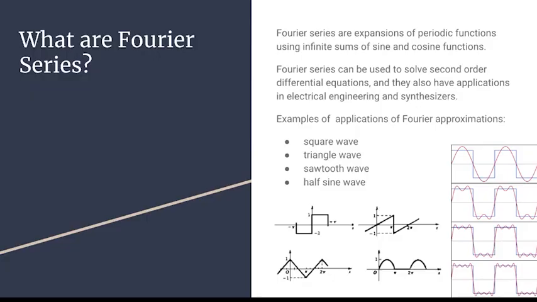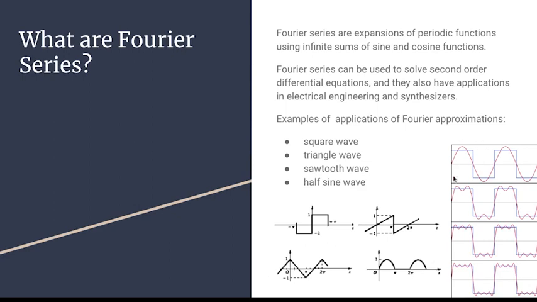So first off, to define Fourier series, a Fourier series is simply just an expansion of a periodic function, or even any function in general, in terms of infinite sums of sine and cosine terms. Fourier series can be helpful when you're trying to model functions that you don't necessarily know the equation for, such as the square wave, which looks like this over here, as well as other functions such as the triangle, the sawtooth, and the half sine wave, although there are many more examples.